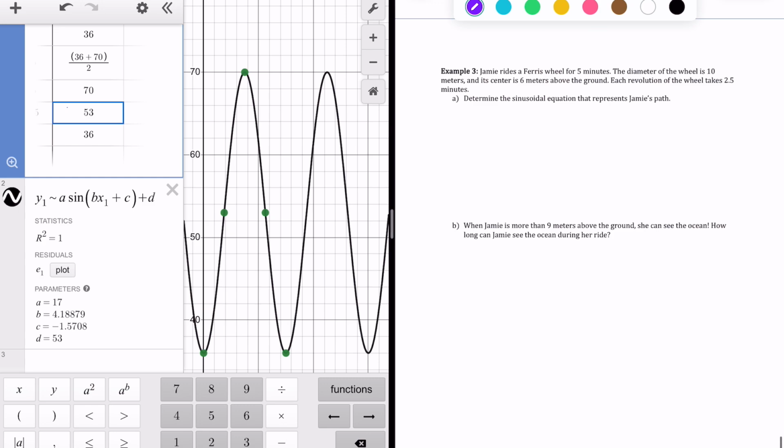All right, last question. We've got Jamie riding a Ferris wheel for 5 minutes. The diameter of the wheel is 10 meters, and its center is 6 meters above the ground. Each revolution of the wheel takes 2.5 minutes.